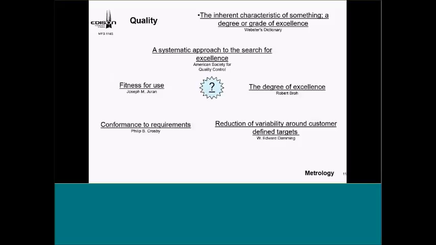Juran says quality is fit for use. Crosby says it's conformance to requirements. Deming, if you've ever studied Deming, this sounds like Deming: reduction of the variability around the customer's defined targets. Brough says it's a degree of excellence. The American Society for Quality says it's a systematic approach to the search for excellence. And Webster's Dictionary says it's an inherent characteristic of something, or a degree or grade of excellence.